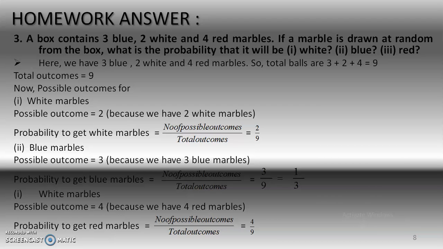Now third, here it should be written in 3, right? I have left it. So write it. For red marbles, possible outcomes equals 4, because we have 4 red marbles. So the probability to get a red marble equals number of possible outcomes divided by total outcomes, equals 4 divided by 9. Got it? If you have any question about it, you can ask me in the comment section. Now go to the next.